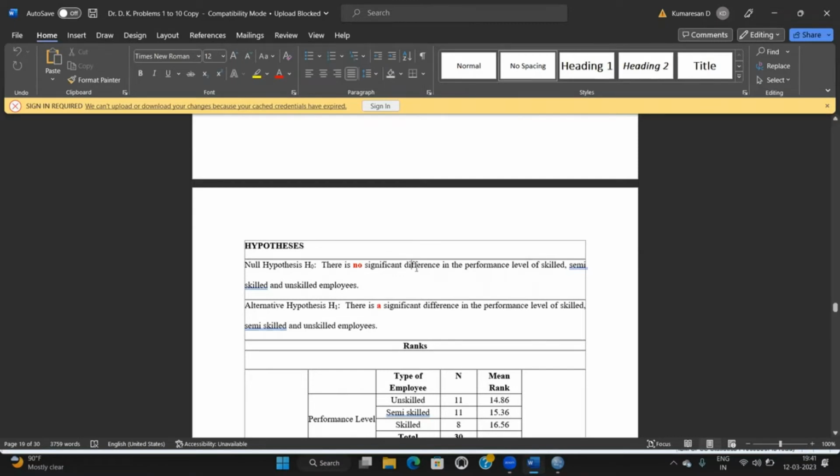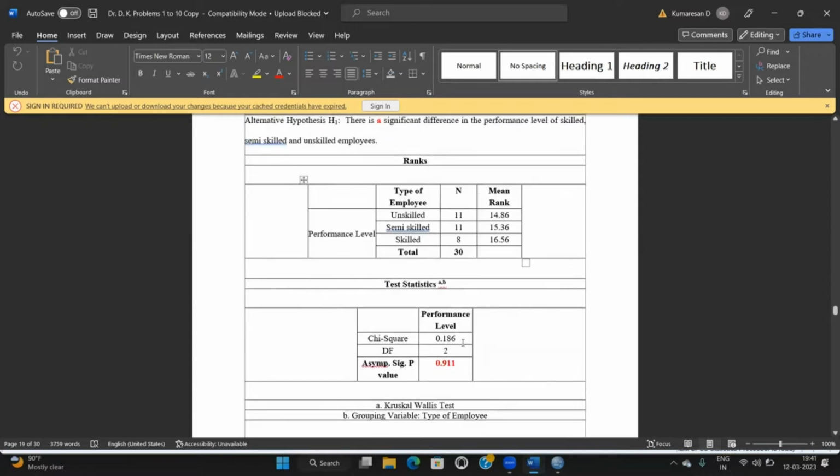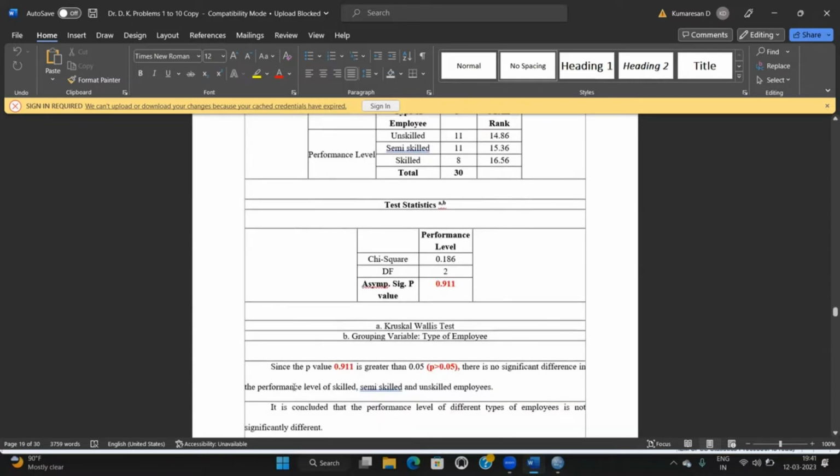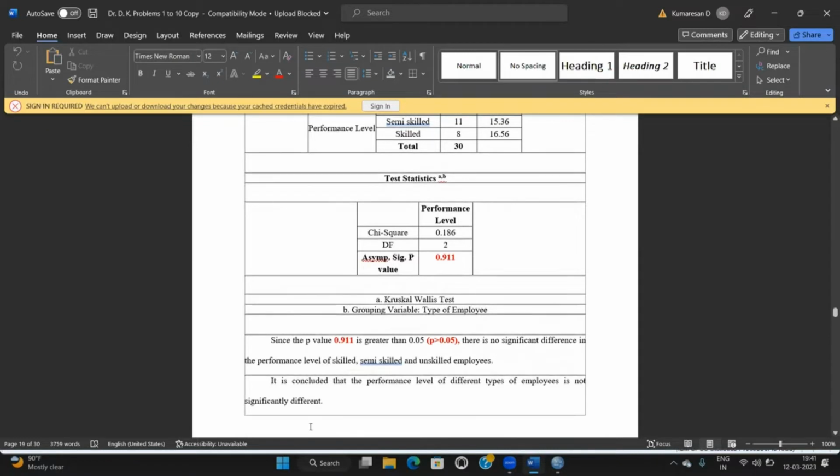What is the null hypothesis? There is no significant difference in the performance level of skilled, semi-skilled, and unskilled employees. So we conclude that there is no significant difference. So what is the conclusion? It is concluded that the performance level of different types of employees is not significantly different.